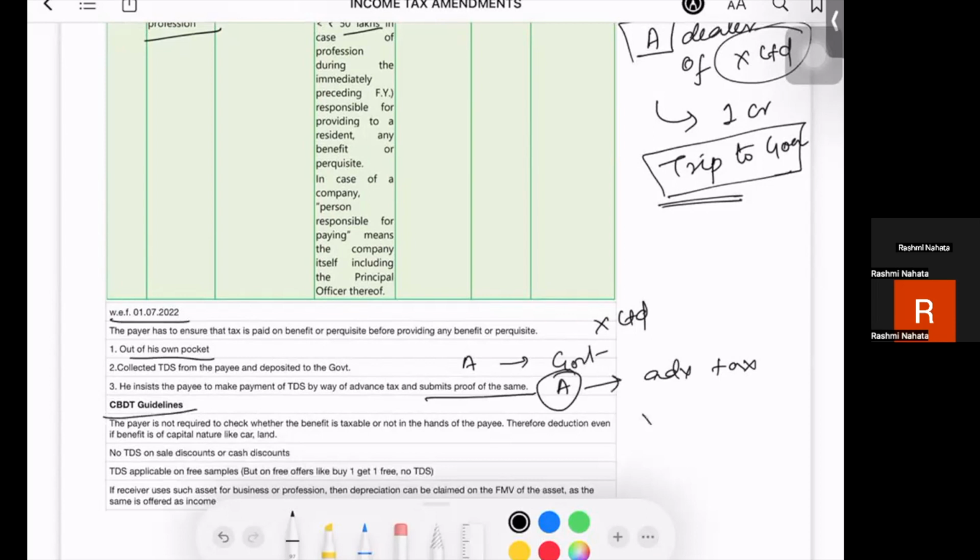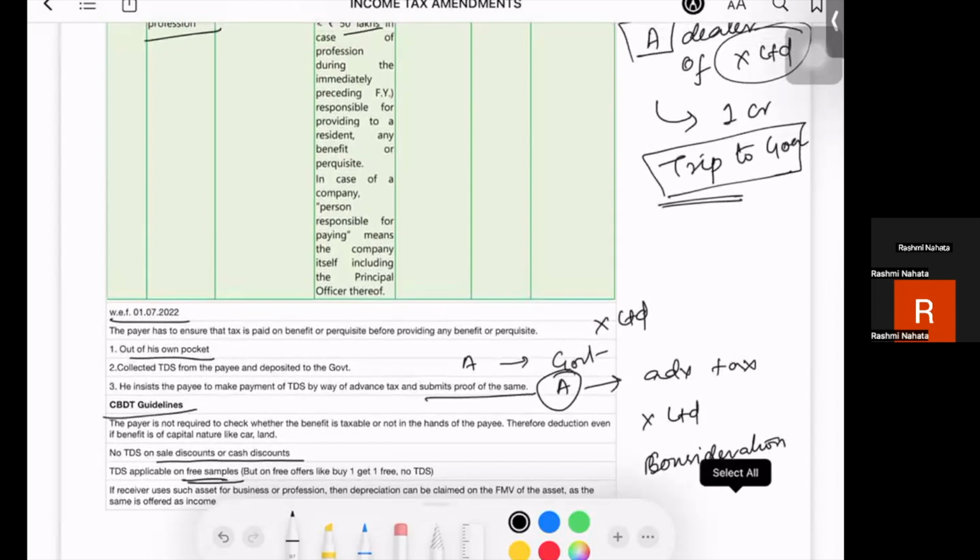Here, X Limited need not bother to see whether it is going to be taxable in the hands of A or not. So even if it is of capital nature, like a car is given or a land is given, even then TDS shall be applicable. But if there is any kind of a sale discount or a cash discount, then TDS will not be applicable. TDS is applicable on free samples. But if there is an offer like buy one, get one free, TDS will not be applicable because there is something which is paid for. There is a consideration. We are talking about benefits where there is no consideration coming into the picture.